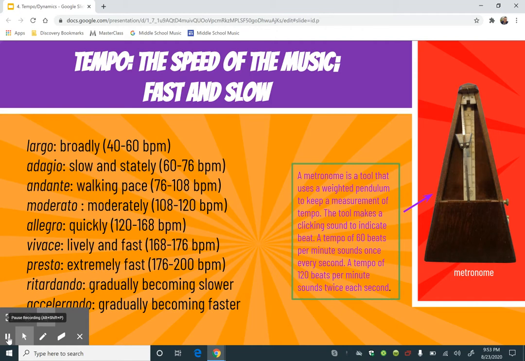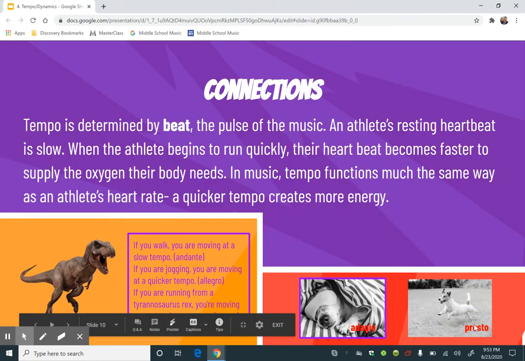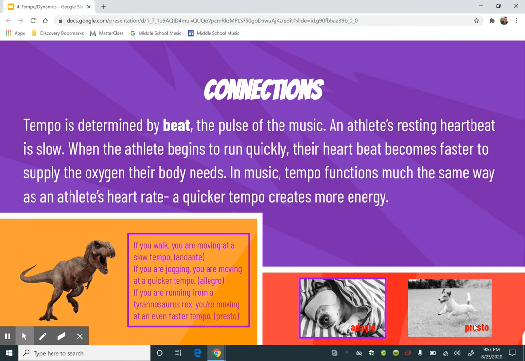A tempo of 120 beats per minute sounds twice each second. A tempo of 120 beats per minute would be Allegro. So tempo is determined by beat, the pulse of the music.